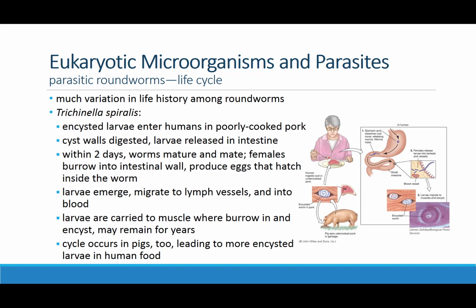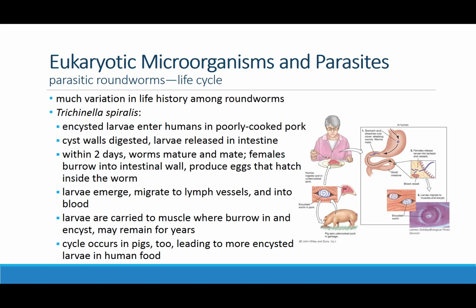And the females then kind of burrow into the intestinal wall and hang tight there. And they produce eggs, and the eggs actually hatch inside the worm. The larvae emerge directly out of the worm's body. They migrate into lymphatic vessels and then into the blood. And then the larvae are carried by the blood to muscle where they can burrow in, they encyst, and they can remain for many years.